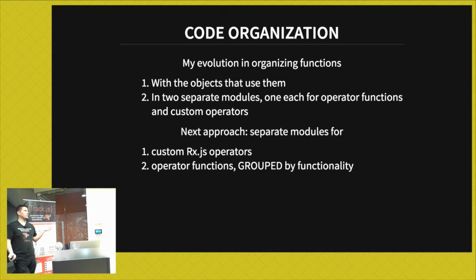So my next approach will be to create two modules, one for my custom operators and one for the functions that I keep using in Rx. And they're going to be grouped by functionality. And as an added bonus, what I'm probably going to do is have one module that includes all the other ones, kind of like a front for it. So I can organize my code but still have access to all the operators.